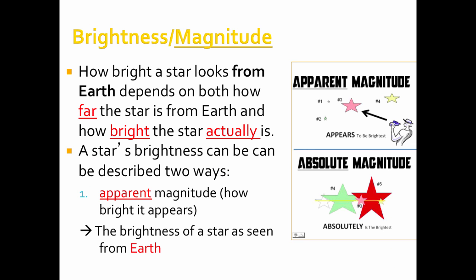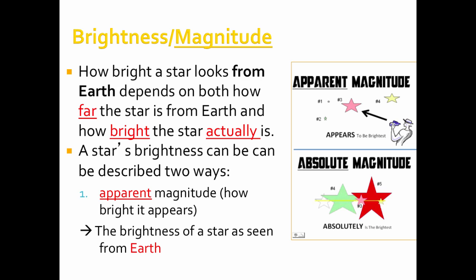So let's talk about magnitude. How bright a star looks from Earth depends both on how far the star is from Earth and how bright it actually is. A star's brightness can be described in 2 ways. There is apparent magnitude and absolute magnitude. Now you need to make sure that you understand the difference between the two.